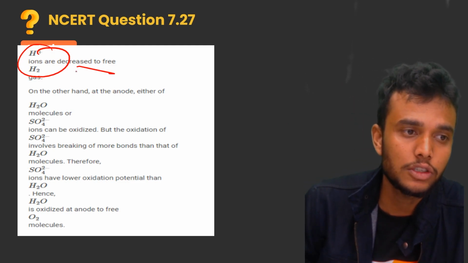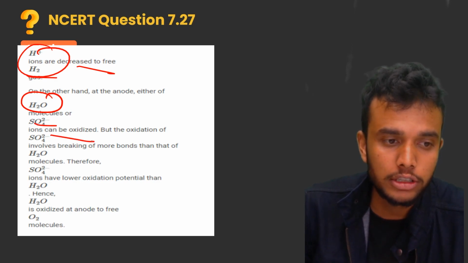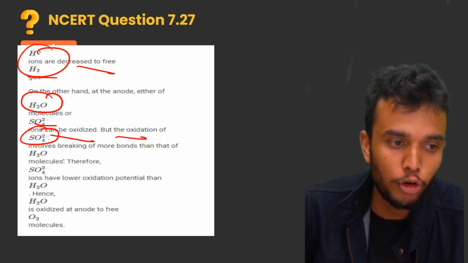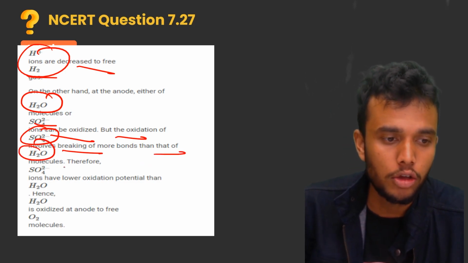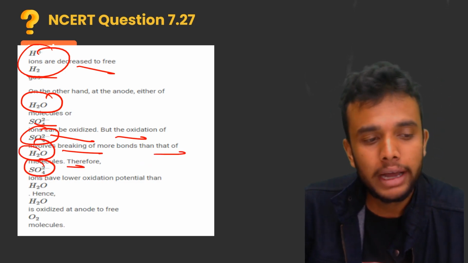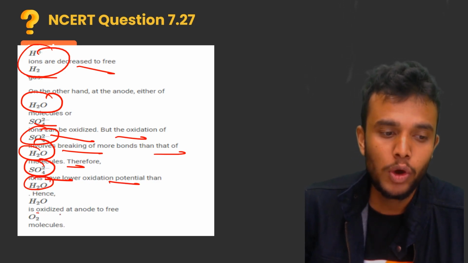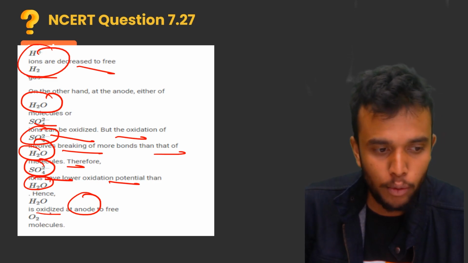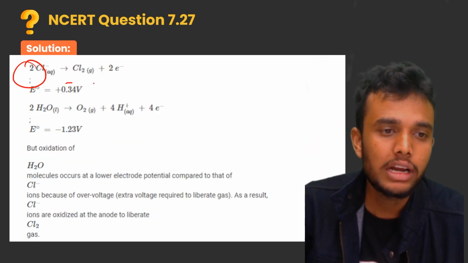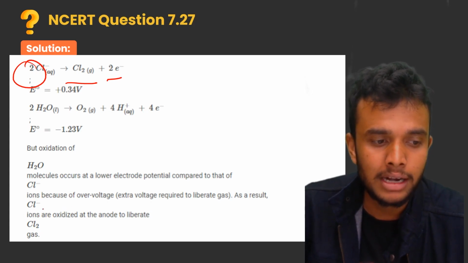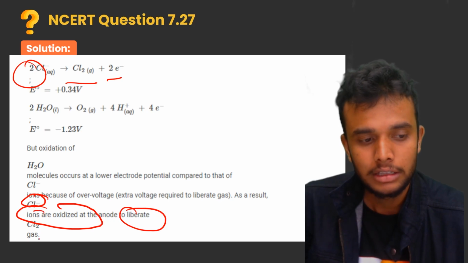Hydrogen ions are reduced to H2 gas, and H2O molecules or SO4 2- ions can be oxidized, but the oxidation of SO4 2- involves breaking more bonds than that of H2O molecules. Therefore, SO4 2- ions have lower oxidation potential than H2O. Hence, H2O is oxidized at the anode to free O2 molecules. Then the last one: chloride ions are oxidized at the anode to liberate Cl2 gas.